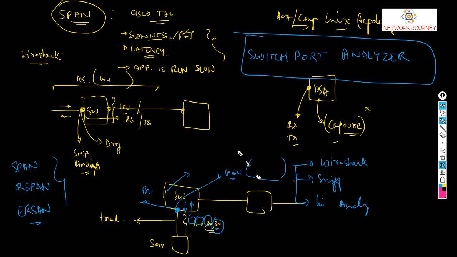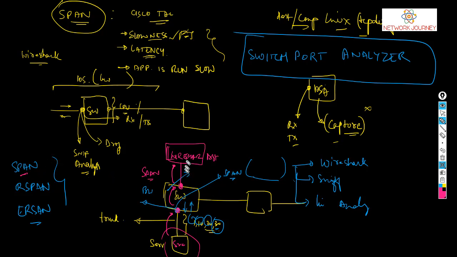So let's say I have a switch, I have a server, and my SPAN analyzer is on the same switch. I have another host or computer which is running Wireshark. Now in this kind of design, the traffic is being monitored on this interface, and whatever is captured is sent to the upstream Wireshark analyzer. This kind of approach is called SPAN. It's on the same device.